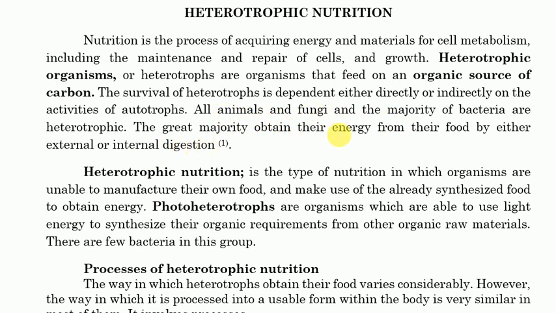The great majority obtain their energy from their food by either external or internal digestion. Tutaenda kuona mbele, lakini tunataka kujua ni kwamba heterotrophs wote wanadepend directly or indirectly on autotrophs. Kwa sababu gani? Autotrophs ndio wenye uwezo wa kutumia inorganic carbon, wakati heterotrophs hawana uwezo kufanya hivyo. So animals, fungi pamoja na many bacteria wenyewe ni heterotrophic. Na great majority wanafanya external au internal digestion.